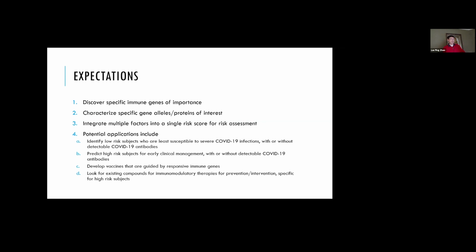So what we expect, among the several key genes we're looking at, especially the HLA genes, is that we have very high hopes to identify some of the genes. And of course, once you find a gene, we will be able to find the gene alleles and therefore the corresponding proteins. Once we can identify those proteins, obviously we can integrate them to create a single response. There are many different ways to do that, so I probably don't need to elaborate.